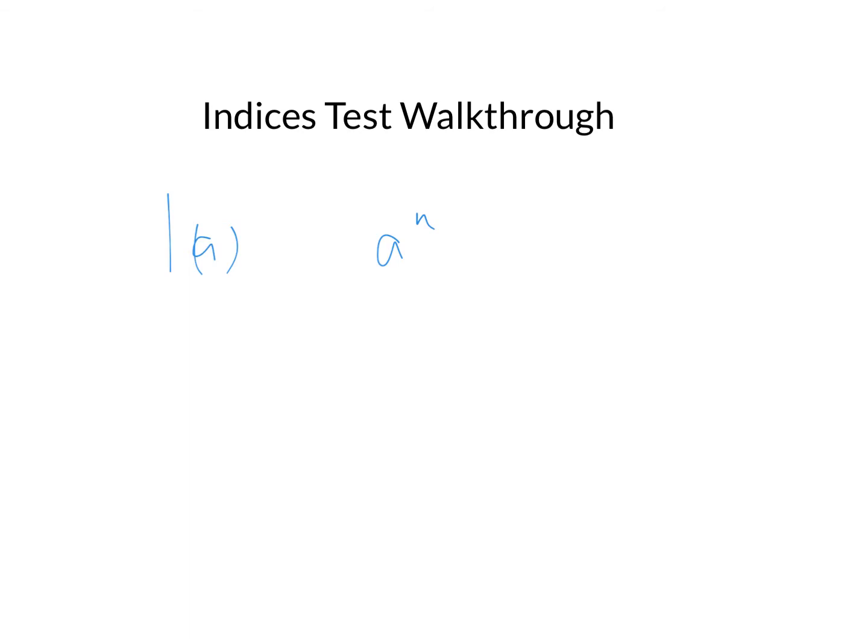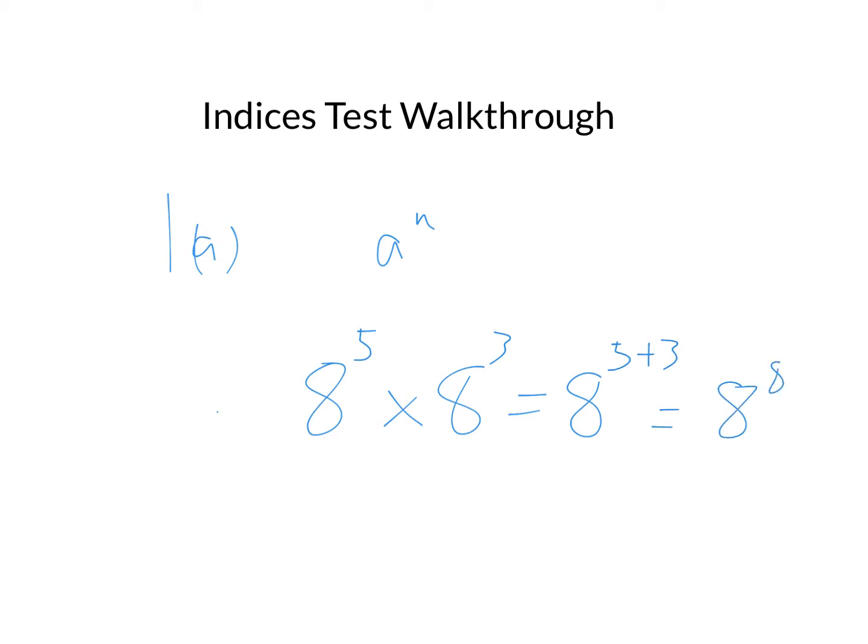So for question 1a, what they want us to do is a to the power of 5 multiplied by a to the power of 3. One of our index laws says that if we're asked to multiply two numbers that have the same base number, we can just add the powers. So that would be a to the power of 5 plus 3, or a to the power of 8. There's 1a done.